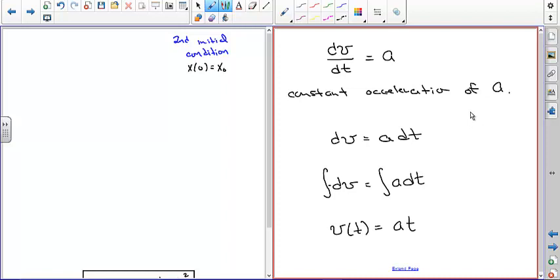So remember the derivative with respect to x of x is equal to 1. So that means the integral of 1 dx is equal to x. So that's what I'm doing here. The a, because it's a constant, I can pull outside the integral sign. And then what I have left is the integral of 1 dt. The integral of 1 dt is t. And I add this arbitrary constant c to the equation.